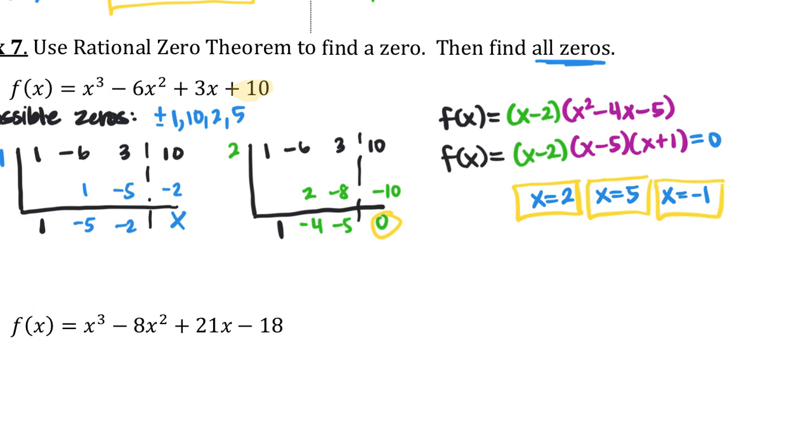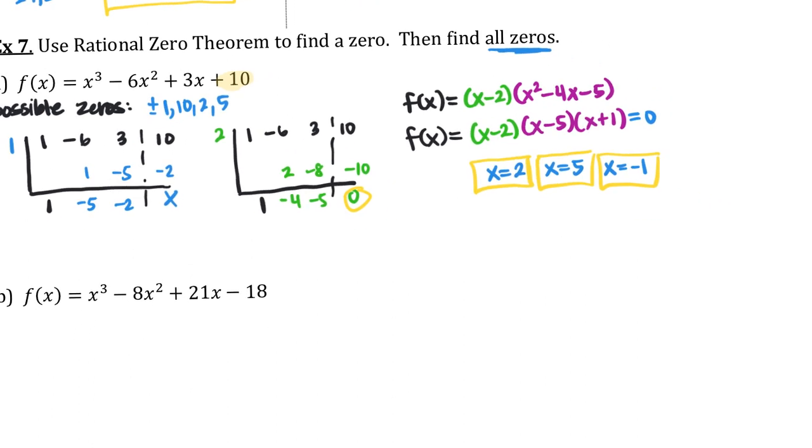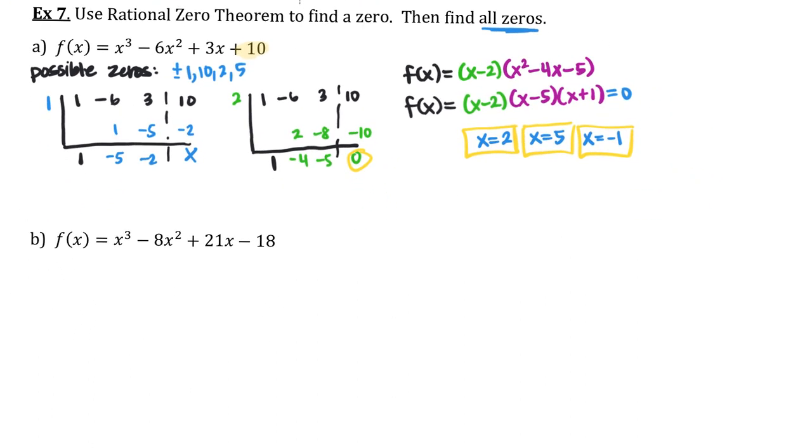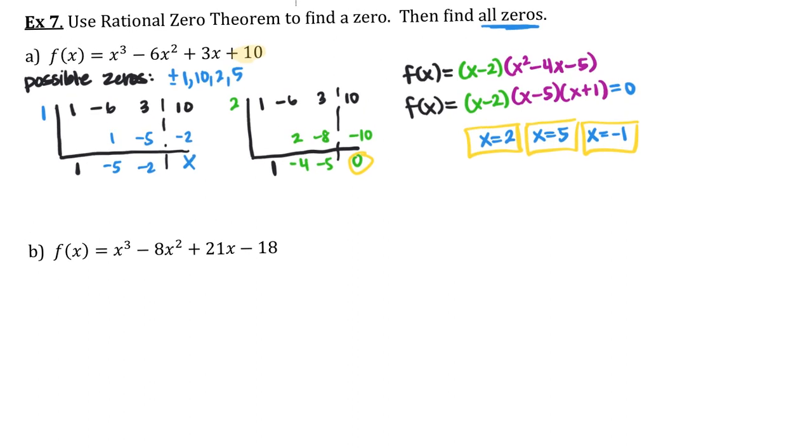It also means that at the beginning when I had done synthetic substitution, the 2 would have worked, the 5 would have worked, or the negative 1 would have worked. So if you find a different number than someone else for your first 0, that's okay, because at the end, you're going to have the same 3 numbers. Now that we've seen it, let's go ahead and try the next one together.